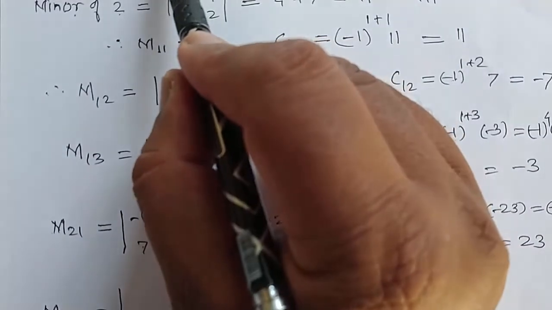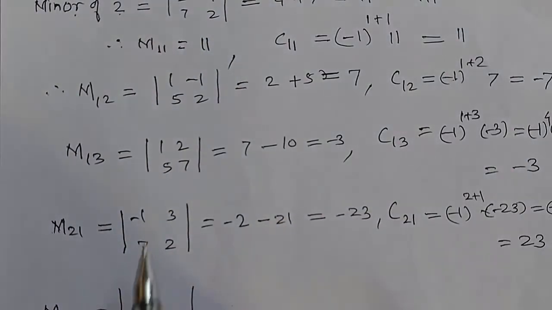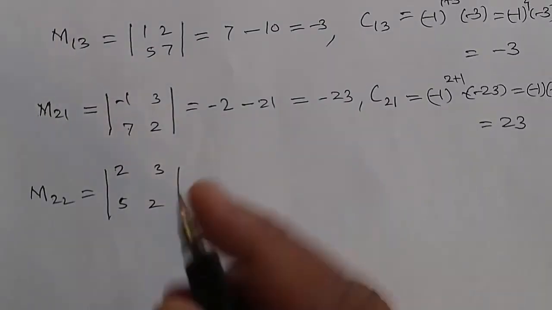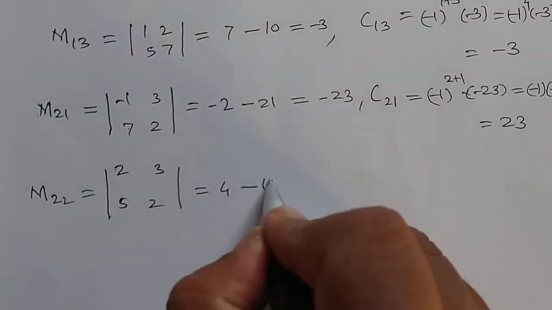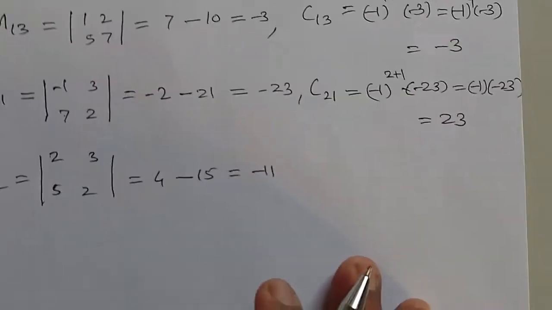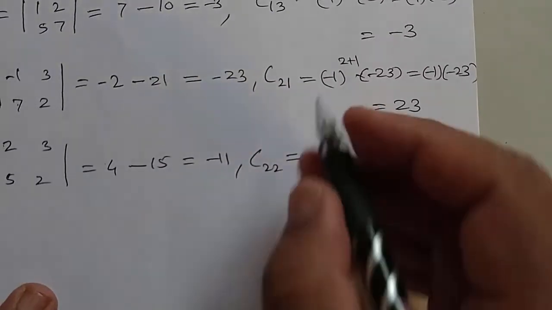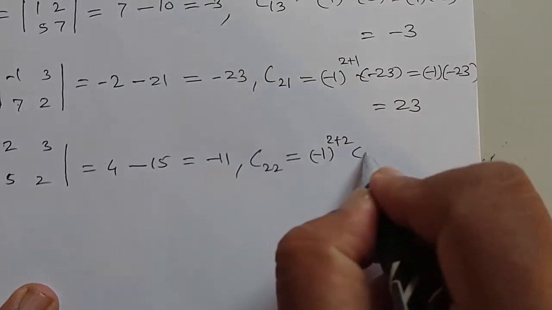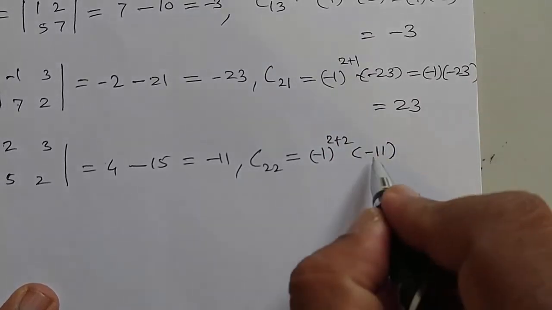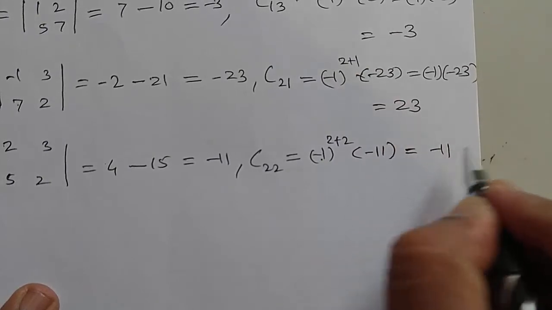By deleting second row and second column we get 2 3 5 2, the second order determinant 2 3 5 2, which is equal to 2 into 2, 4, minus 3 into 5, 15. So, it is minus 11. Cofactor of this element, that is C22, is minus 1 raised to 2 plus 2 into its minor minus 11. So, it is plus, and answer is minus 11.